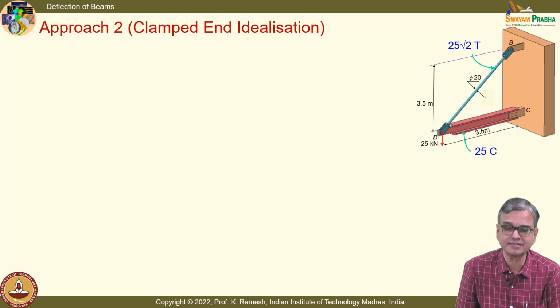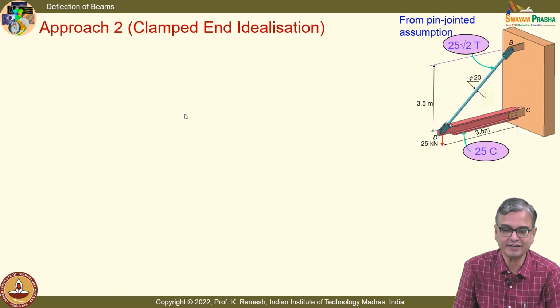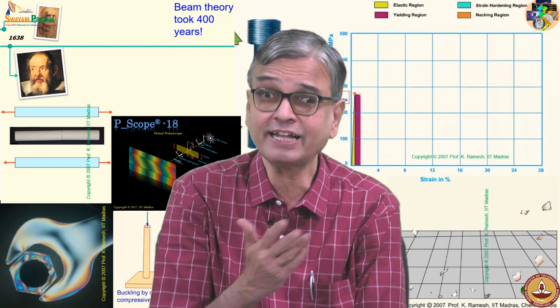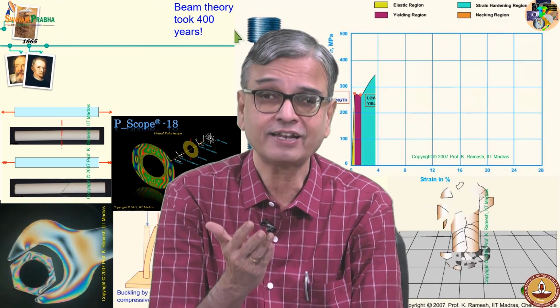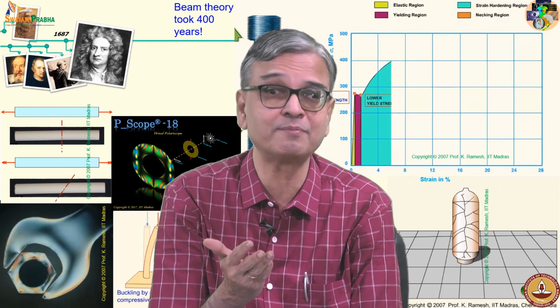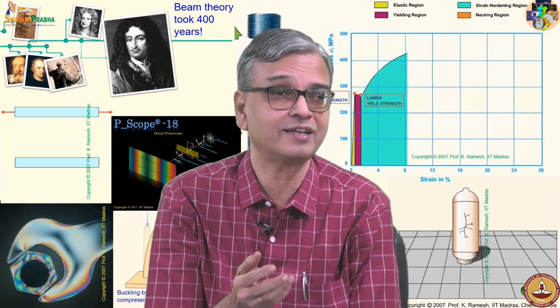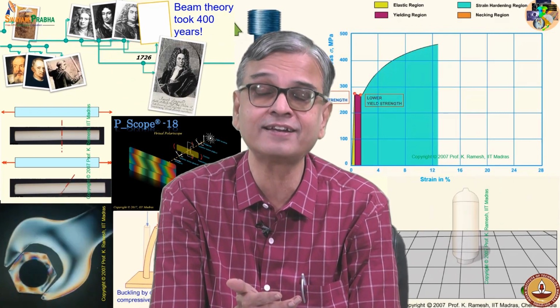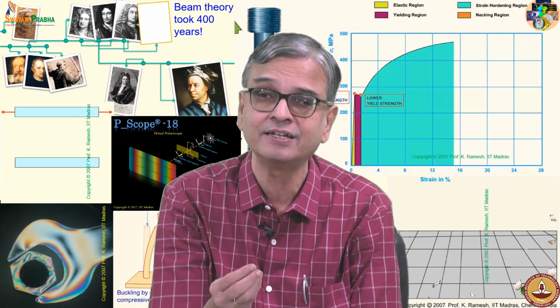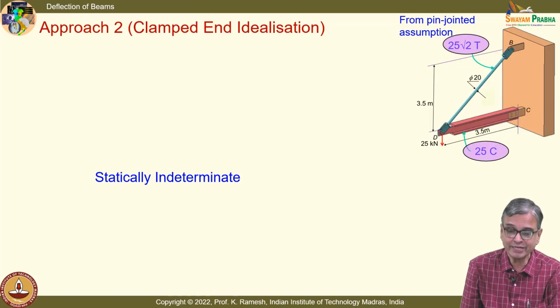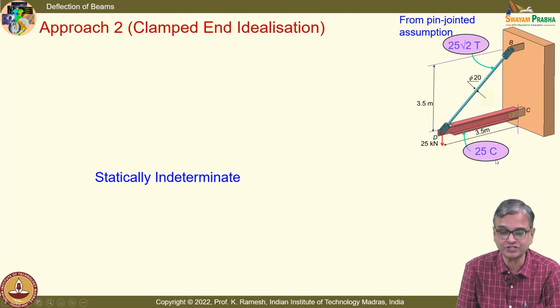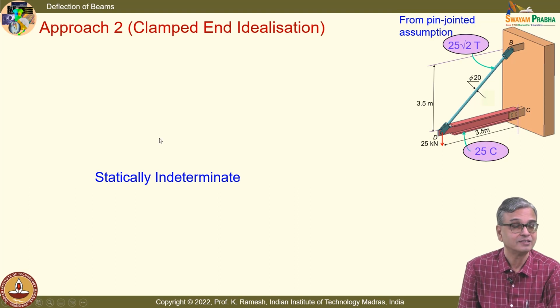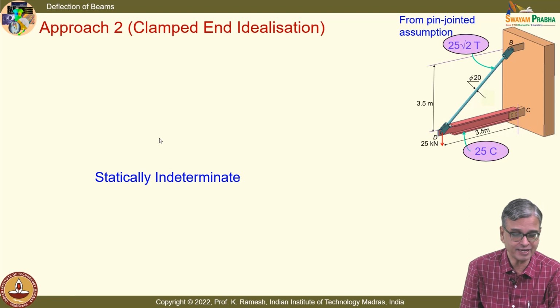Suppose I make this a clamped end. What is the first hit? The first hit is that the problem becomes statically indeterminate. You have to recognize that. You may say that I am solving it so holistically, I want to realize that this is the clamped end. But the price you have to pay is that it is statically indeterminate. So I have to bring in deflection for me to solve the problem. So even the member forces will change. That was so straightforward earlier.